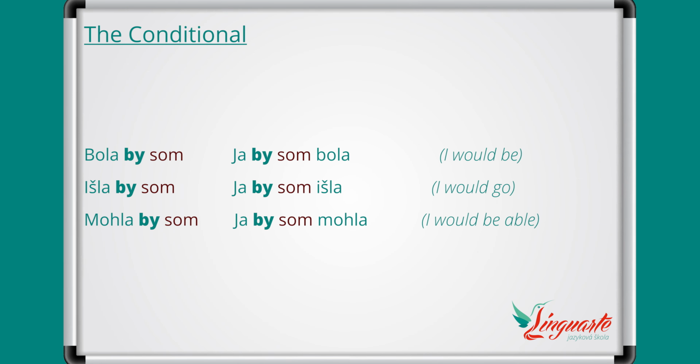Bola by som or ja by som bola, I would be. Šla by som or ja by som išla, I would go. Mohol by si or ty by si mohol.